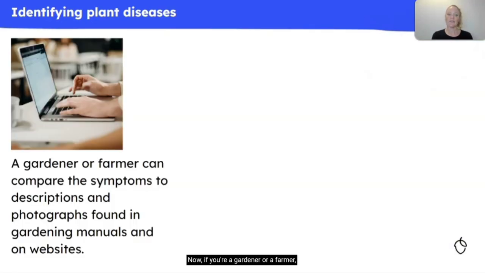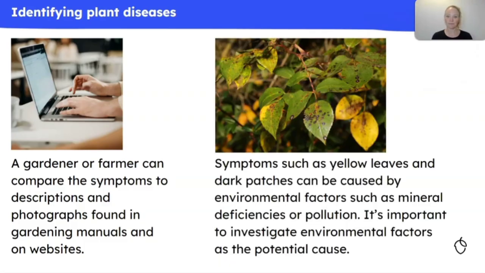Okay, now if you're a gardener or a farmer, then you want to try to find out what the symptoms are and look for the cause of those symptoms very, very quickly. And you might use websites and the internet or even photographs in gardening manuals in order to compare your plant to other examples of diseases in order to try to work out what is wrong with your crop.